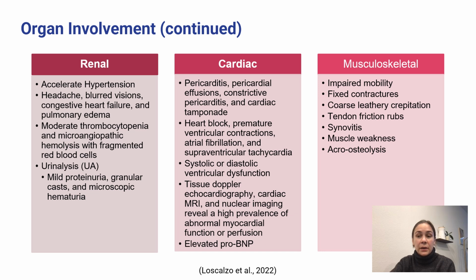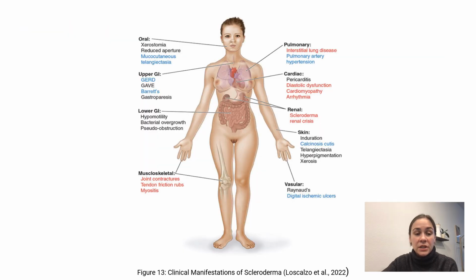For musculoskeletal, you can have impaired mobility, fixed contractures, coarse leathery crepitation, tendon friction rubs, synovitis, muscle weakness, and acroosteolysis. Here is an illustration demonstrating the various manifestations of scleroderma and how it has multiple organ involvement.